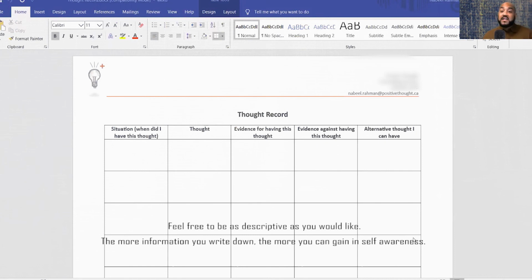Similarly, evidence against having this thought. Is this thought entirely true? Am I for sure going to miss soccer practice? Am I not going to be able to make arrangements for my kids to be taken to gymnastics? Am I going to have tons of work to do? Can I manage it? Evidence against the thoughts that you might have had. And lastly, come up with an alternative thought that could replace the thought that you had.